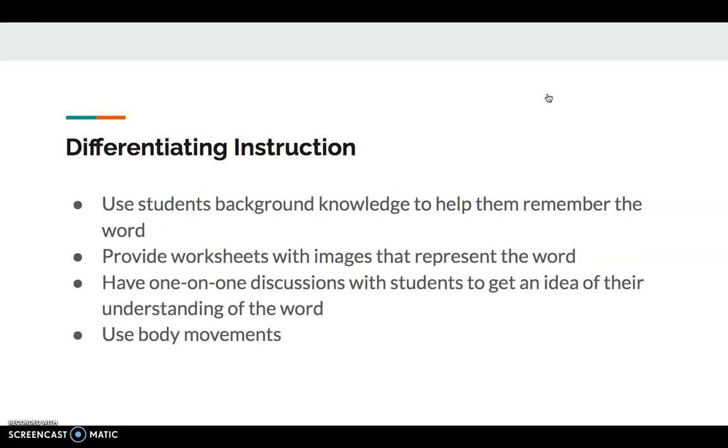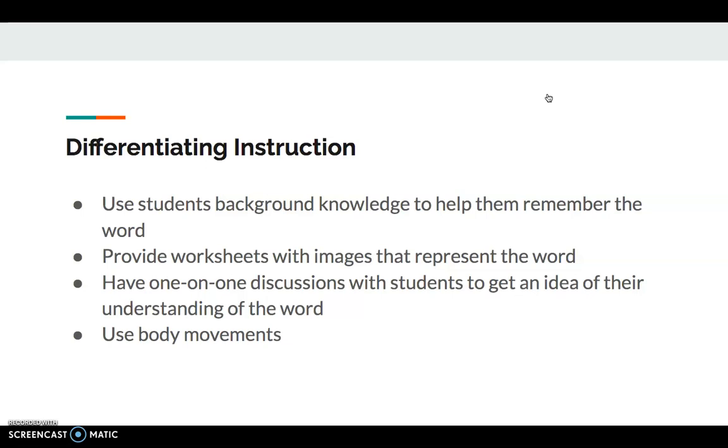Differentiating instruction. Some examples would be to use students' background knowledge to help them remember the word. This would include asking students their knowledge before defining the word and using their background knowledge to connect to their knowledge of the word. Provide worksheets with images that represent the word. Images are super important, especially for ELLs, just being able to make that connection with what they see.